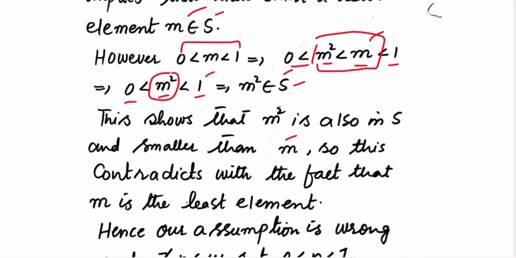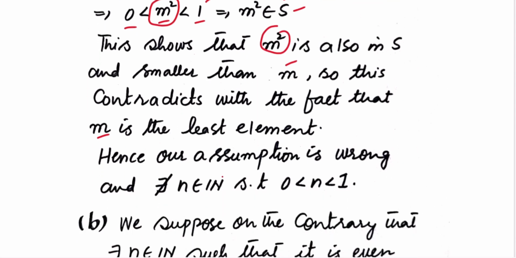So this contradicts the fact that m is the least element, because above we assumed that m was the least element, but now you are saying that m square is smaller than m. It means m is not a least element. Hence our assumption is wrong, which means there does not exist any natural number n such that 0 < n < 1.